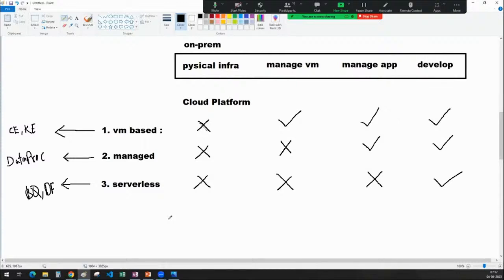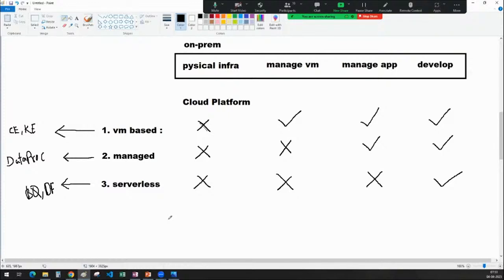When you talk about managed services, the cost will be okay, but you have to manage some things, like managing the application. So there is some burden on you, and your team has to take care of managing the application. But when you go to serverless, your team need not worry about application management because you can go directly to development. All other things, like physical infrastructure, managing the virtual machine, and managing the application, will be taken care of by the cloud platform itself.